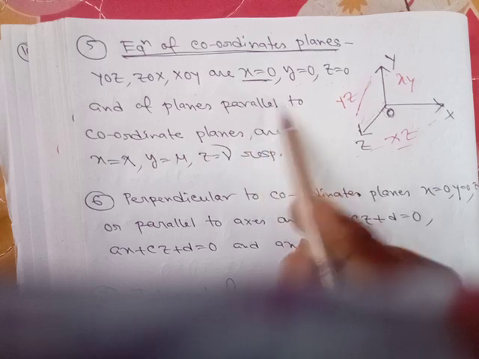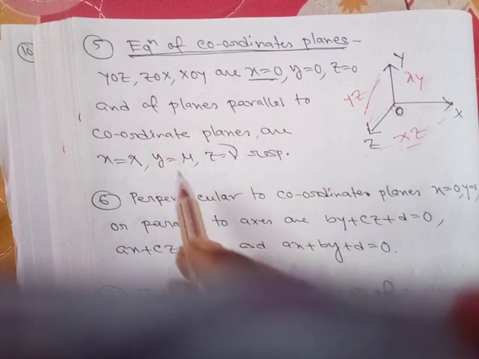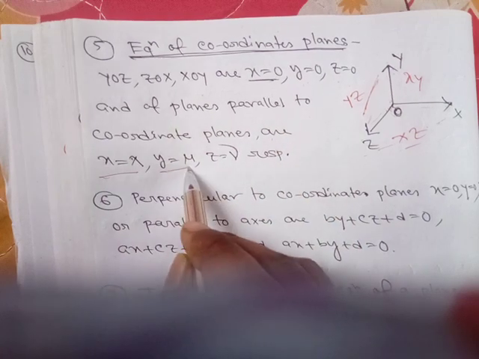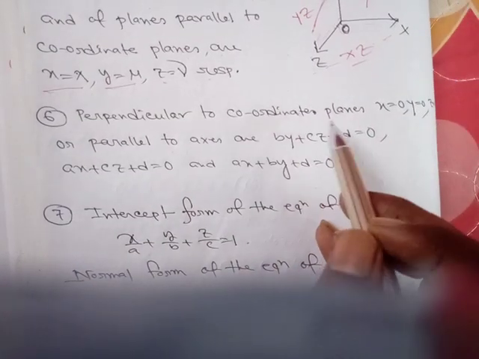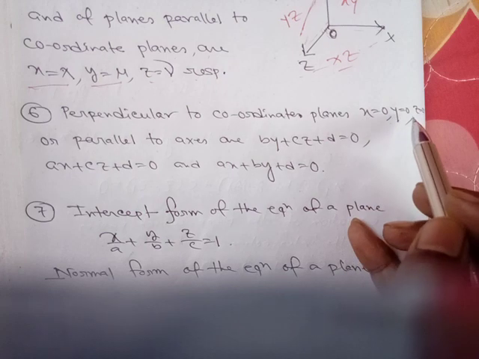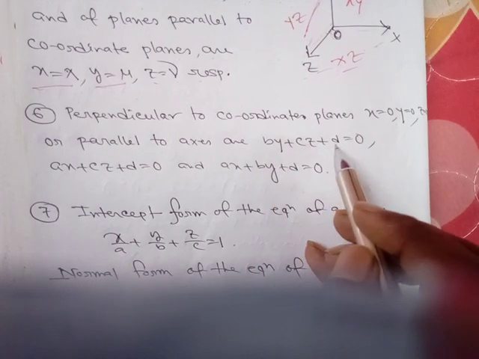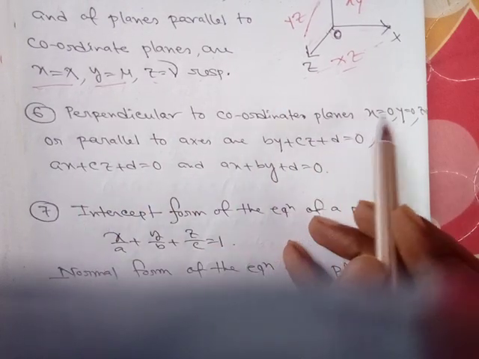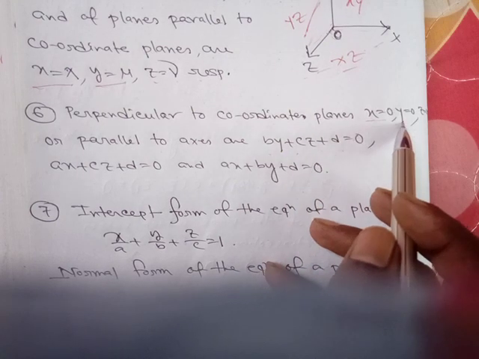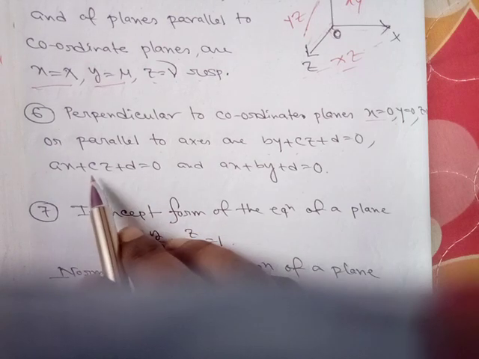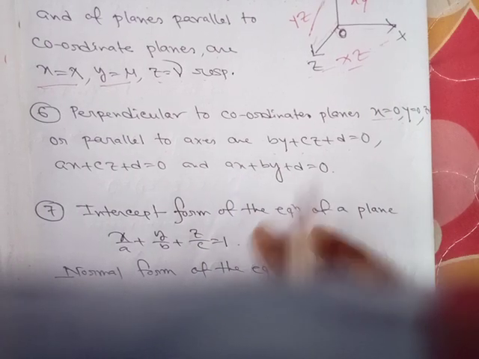And the equations of planes parallel to the coordinate planes are x equal to lambda, y equal to mu, and z equal to nu respectively. Now, planes perpendicular to the coordinate planes, or you can say parallel to the axes: when x equal to 0, there is no x part, so the equation is by plus cz plus d equal to 0. Remember it. If y equal to 0, then the equation of the plane is ax plus cz plus d equal to 0. If z equal to 0, that means ax plus by plus d equal to 0.